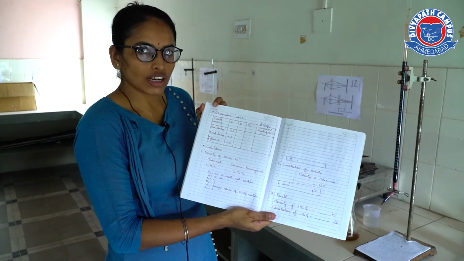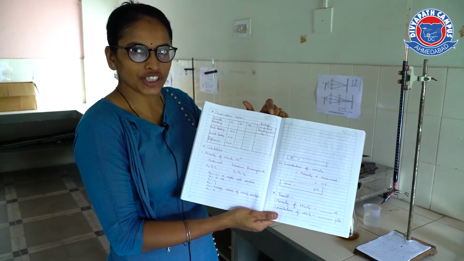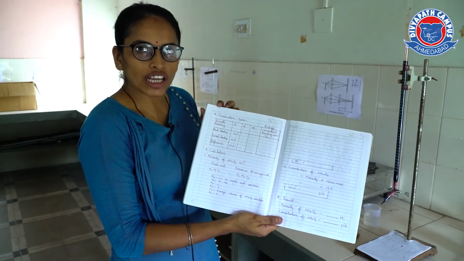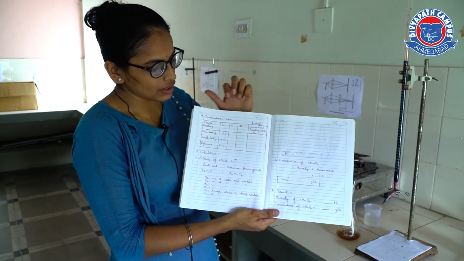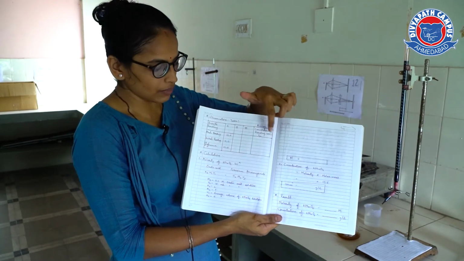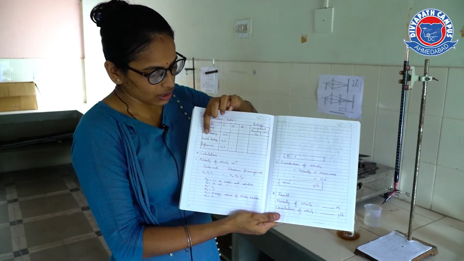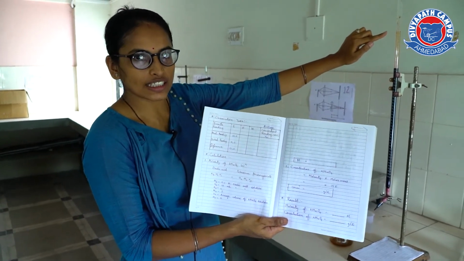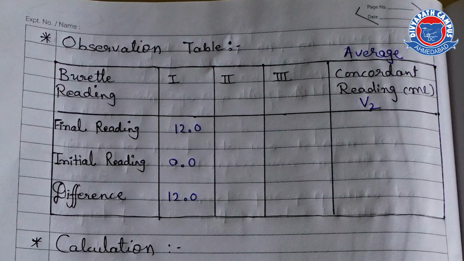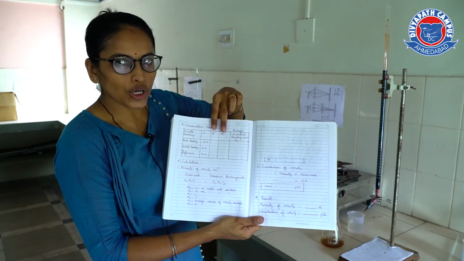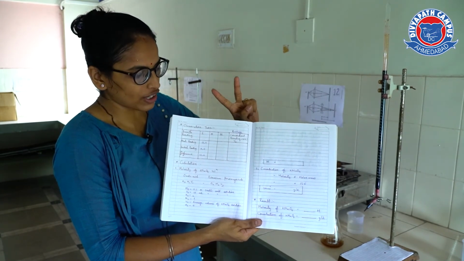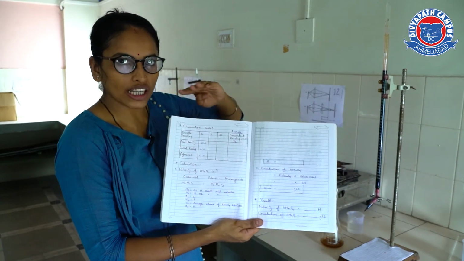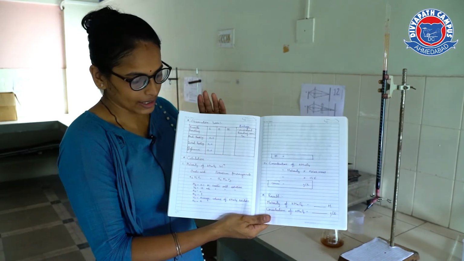After the titration, after taking 3 consecutive readings, we have to put the values inside the observation table. See, this is the observation table. Here are the burette reading, initial reading and final reading. You know that our initial reading is 0 and the final reading, the color change reading, is 12. So the difference is 12. Similarly, you have to take 2 different readings and after that you have to take the average of these 3 readings.